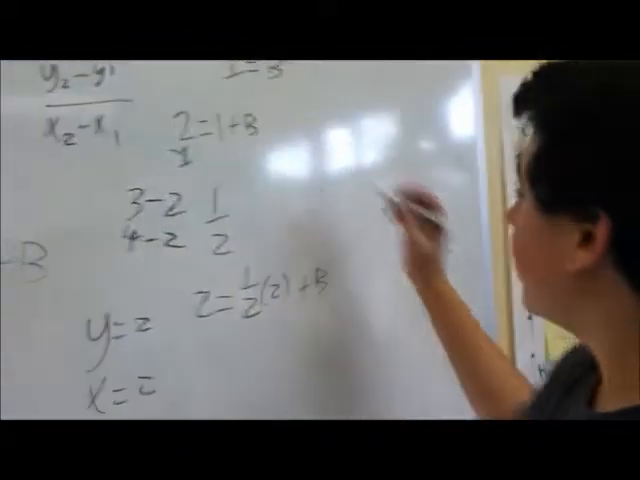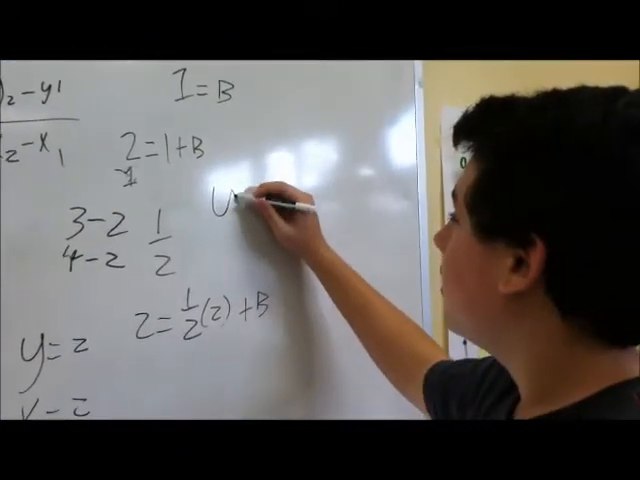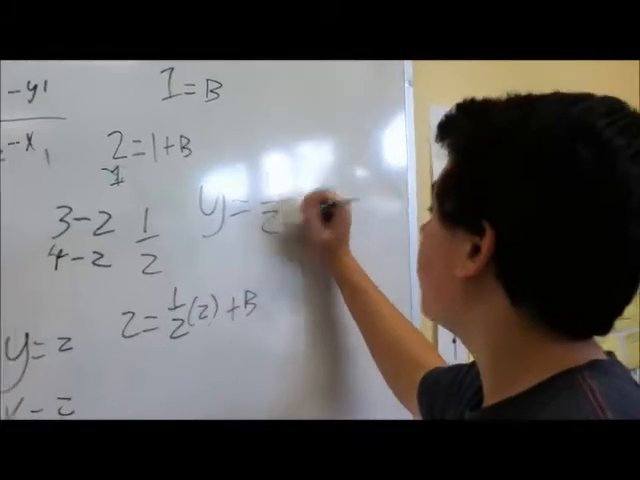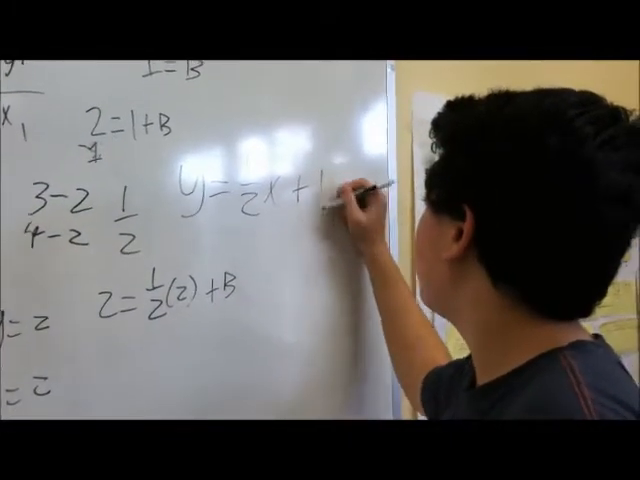And that's how to find slope and a point. And if you want to finish this completely, you can go ahead and plug in the y-intercept to make y equals 1/2 x plus 1.